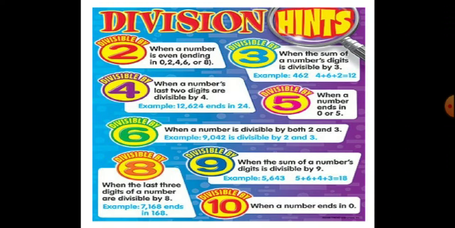Now about 9, when the sum of a number's digits is divisible by 9, the number will be divisible by 9. Let's take the example of 5643. While adding the digits we get 18, and 9 2s are 18. That means 18 comes under the table of 9, so the entire number 5643 is divisible by 9. And when a number ends in 0, as discussed earlier, that means there is 0 in one's place, and the number is divisible by 10. So this is all about the divisibility rules.